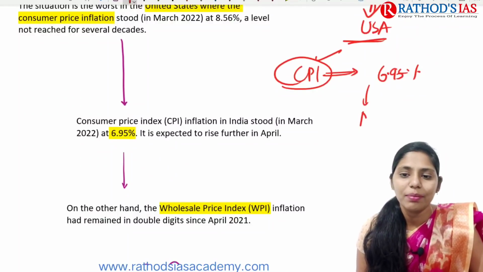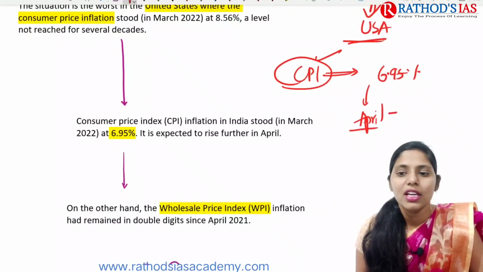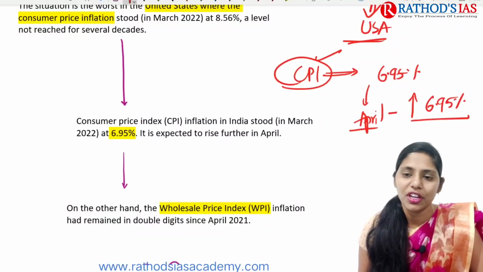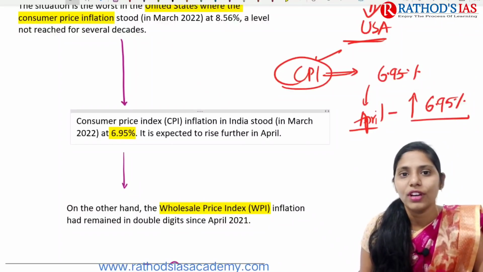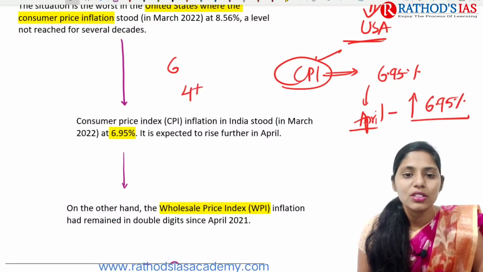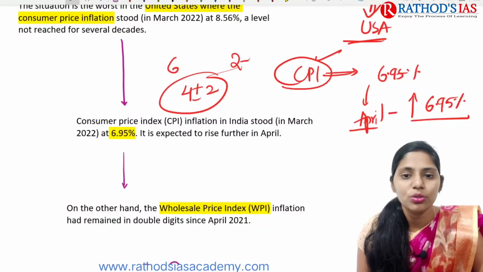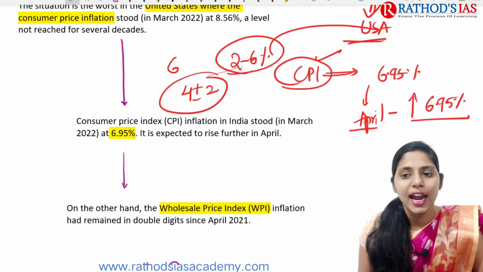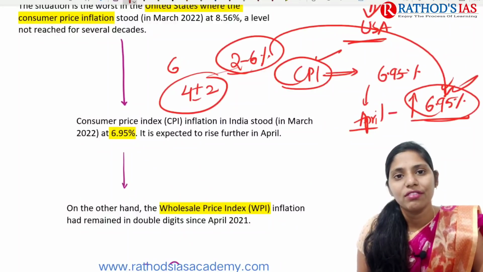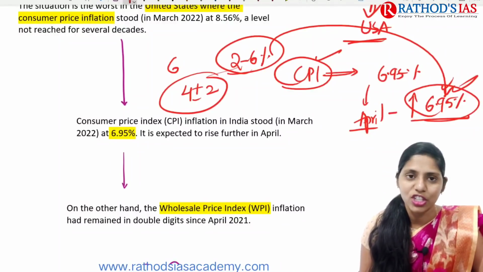And in the month of April, we are going to see somewhat of an increase in this 6.95% inflation. So what is the inflation target to be maintained in India? That is 4 plus or minus 2, so that will be like 2 to 6%. But it has crossed this limit of 6%. Now it is 6.95% as of the month of March.